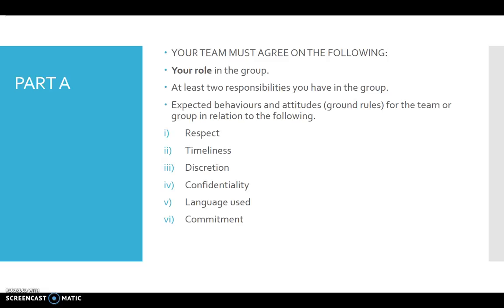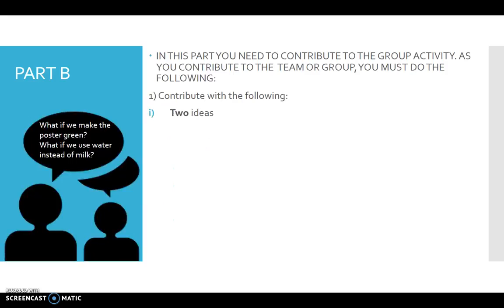Your team must agree on the following: your role in the group, at least two responsibilities, and the expected behaviors and attitude, i.e. the ground rules for the team or group in relation to the following: respect, timeliness, discretion, confidentiality, language use, and commitment. Now moving on to Part B of your assessment.